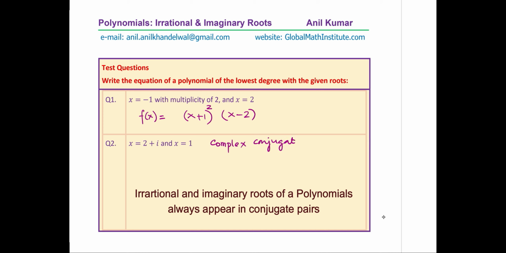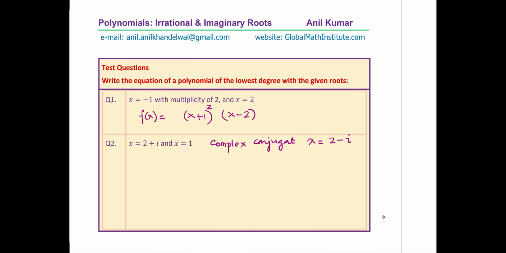And therefore, there is a root at x equals 2 minus i also. Correct? So there are these two roots, one at 2 plus i and the other at 2 minus i. So you have to take care of that, right? Now, these are the roots, and the one which we have is a rational root, 1, right? So these are the two imaginary roots, right? Now, what could be the factor?